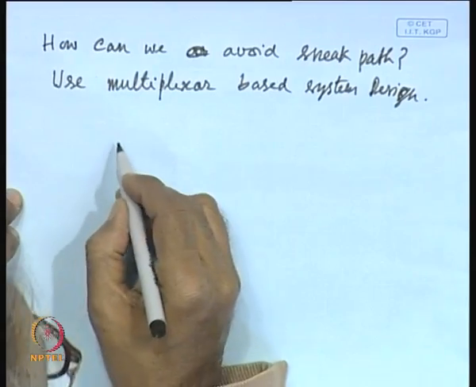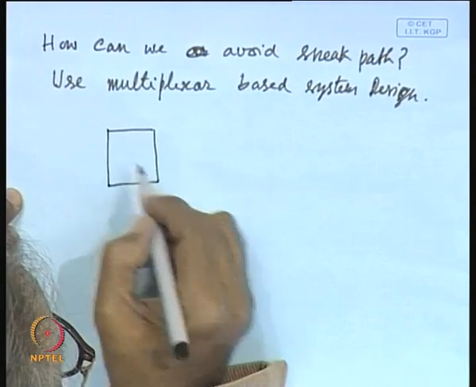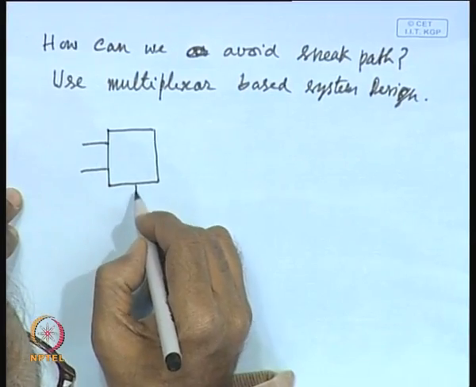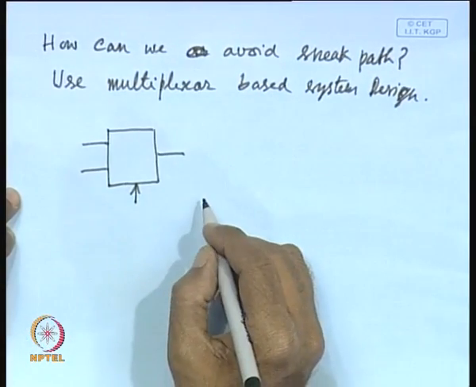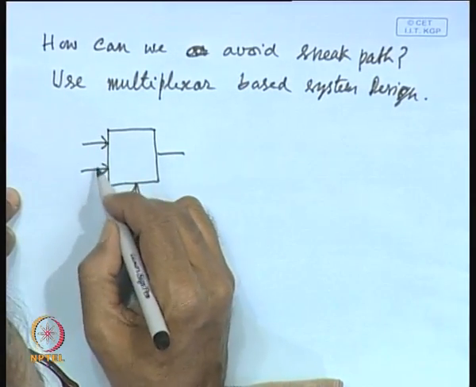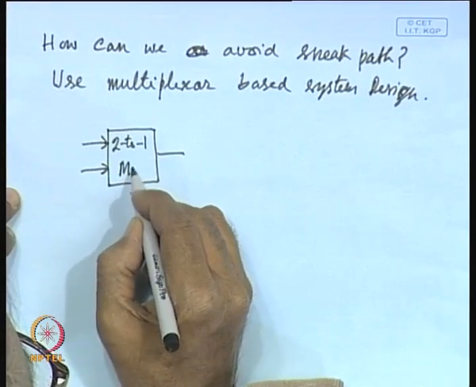What is a multiplexer? Multiplexers, as you know, have multiple inputs and a single output. You can multiplex the inputs. Suppose you are familiar with, say, a 2 input multiplexer. Here there are 2 inputs and there is a control input, and you produce an output. This is the control signal and these are the two inputs that we apply. This is known as 2 to 1 mux.